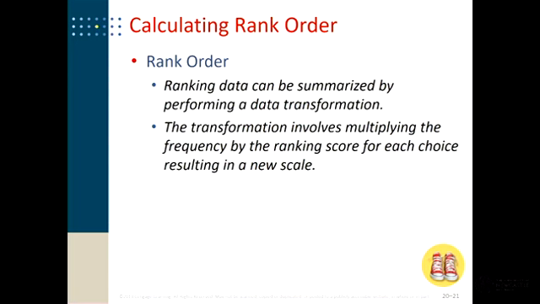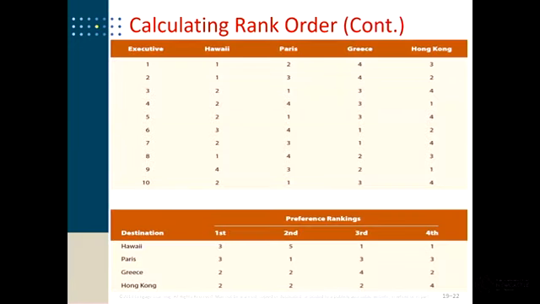Sometimes we use this rank order concept to transform our data. In rank order, what we actually do is we have some frequencies of a particular question, frequencies of particular responses. And we also have some rank orders. So we multiply the frequencies with the rank orders to get a particular result, or a new set of data. Okay? So look at this example. We will understand how rank order actually works.